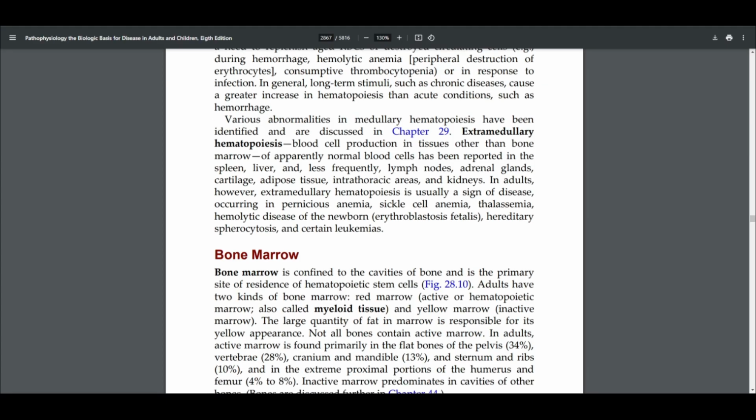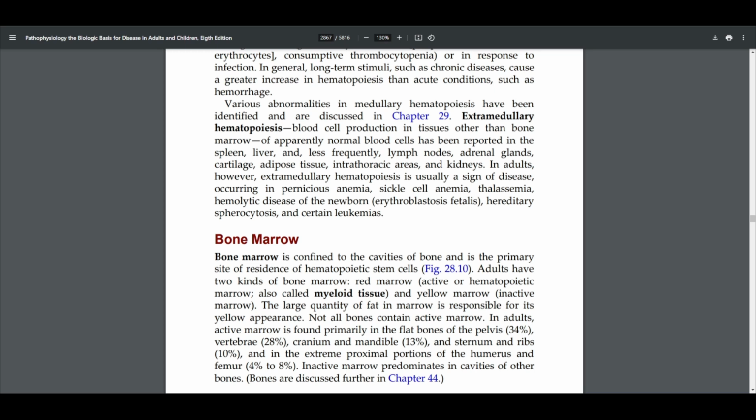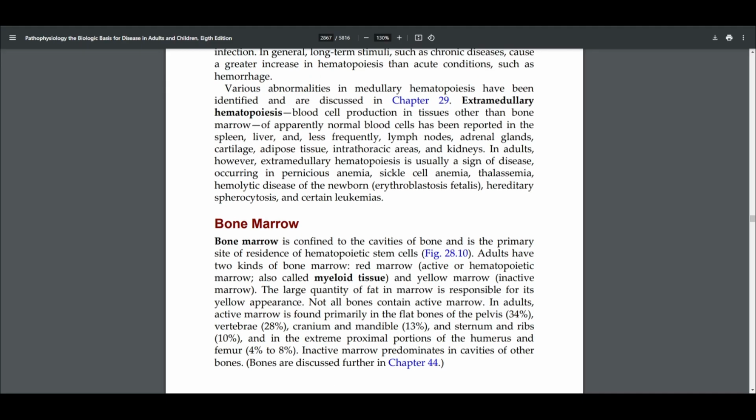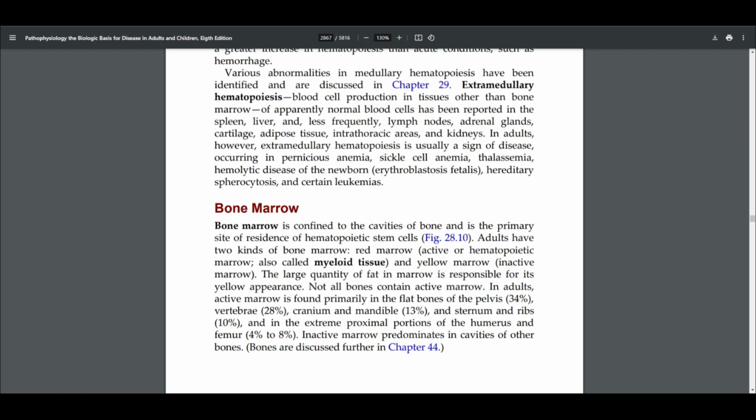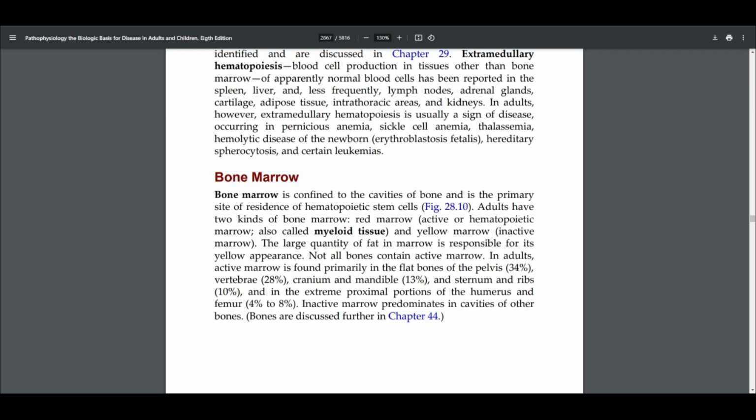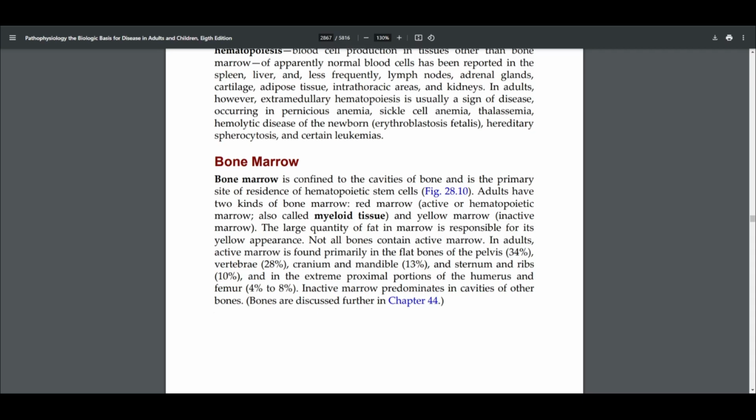Extramedullary hematopoiesis, blood cell production in tissue other than bone marrow of apparently normal blood cells, has been reported in the spleen, liver, and less frequently lymph nodes, adrenal glands, cartilage, adipose tissue, intrathoracic areas, and kidneys. In adults, however, extramedullary hematopoiesis is usually a sign of disease, occurring in pernicious anemia, sickle cell anemia, thalassemia, hemolytic diseases of the newborn, hereditary spherocytosis, and certain leukemias.